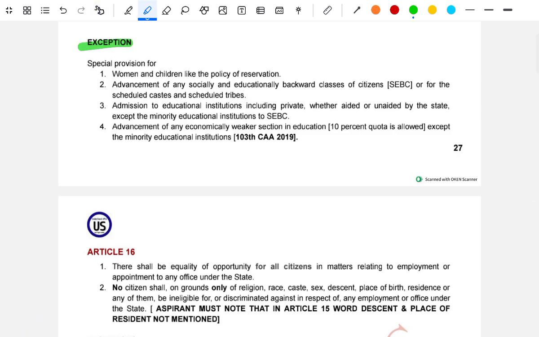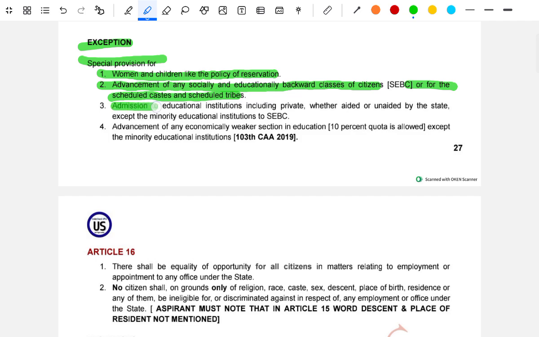Exceptions. First, special provisions for women and children, like policy reservation. Second, advancement of any socially and educationally backward classes of citizens, SEBC, or for the Scheduled Castes and Scheduled Tribes.